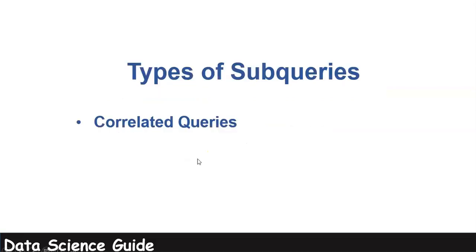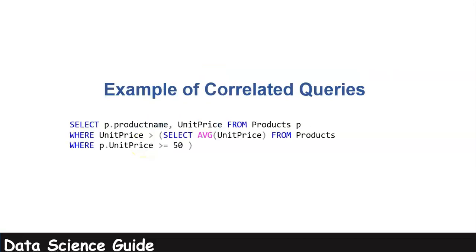The other type of subqueries is the correlated queries. This time, we cannot execute the inner subquery alone. We'll get an error. For example, if we select average unit price from products, and I have this condition where p.unit price is greater or equal to 50, I'm taking this p.unit price from the main query because p is the alias of products. So it's part of the outer query. The outer query here interferes with the inner query.